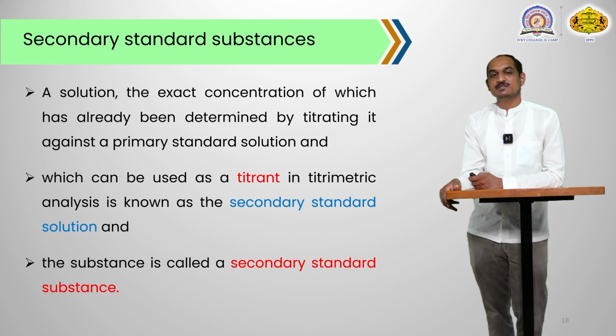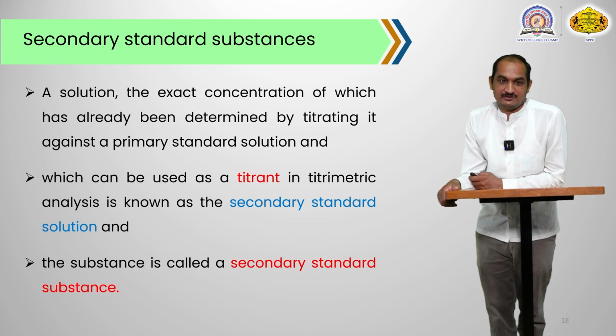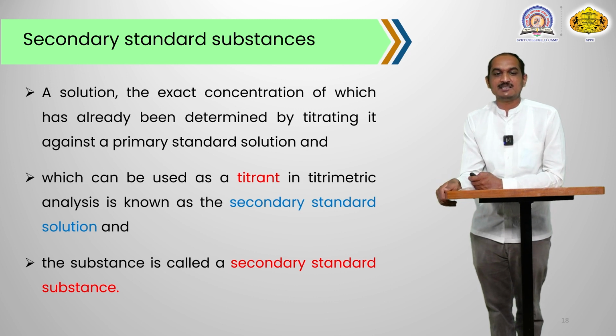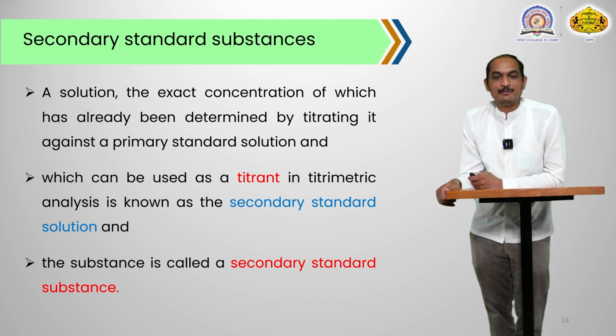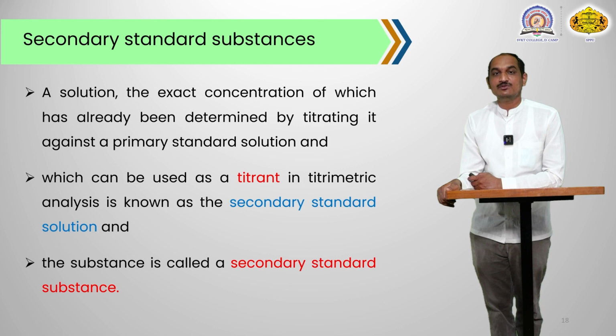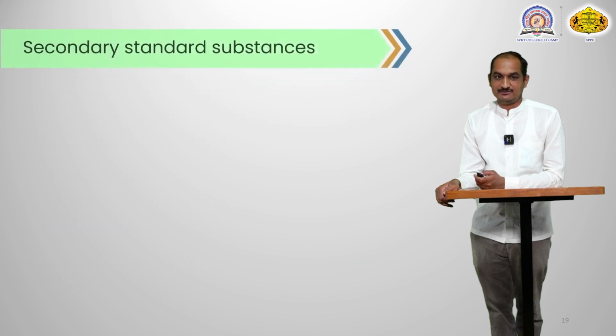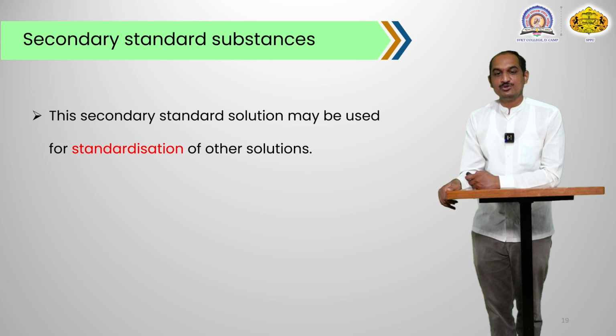Once again, I repeat the secondary standard substance definition. A solution having exact concentration which has already been determined by titration against the primary standard solution, and which can be used as a titrant in the volumetric analysis or in a titrimetric analysis, such a solution is known as a secondary standard solution, and the substance is called the secondary standard substance. These secondary standard solutions may be used for the standardization of other solutions.